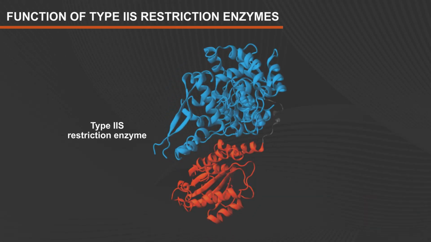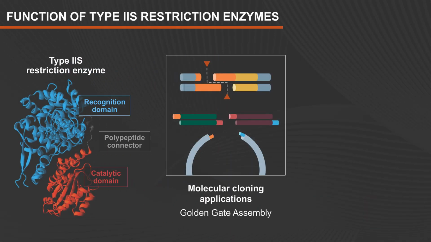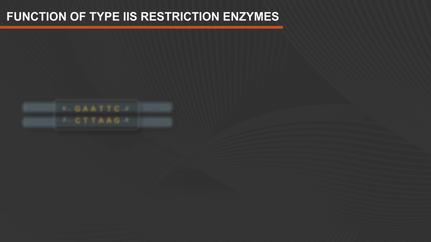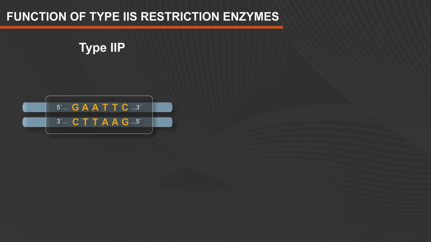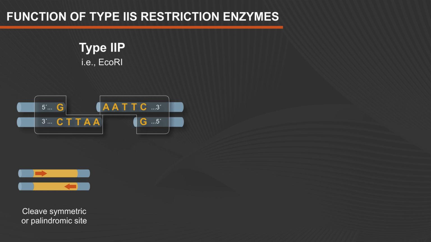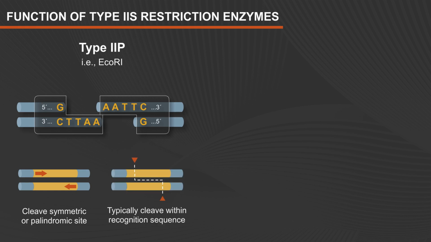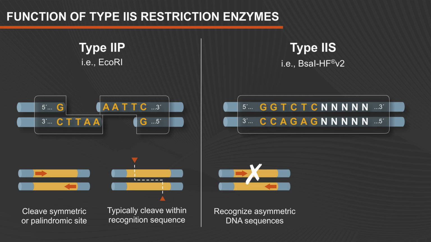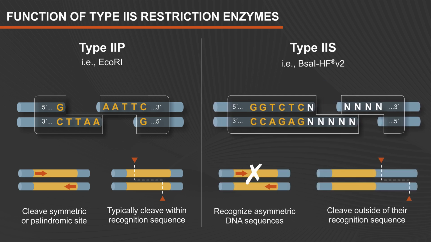Type IIS restriction enzymes are useful for molecular cloning applications, as well as RNA therapeutic and vaccine development workflows. Unlike the more common type IIP restriction enzymes, such as EcoRI, which cleave symmetric or palindromic sites and typically cleave within the recognition sequence, type IIS restriction enzymes recognize asymmetric DNA sequences and cleave outside the recognition sequence, often leaving overhang sequences from 1 to 5 base pairs.